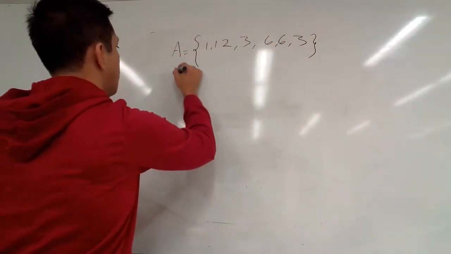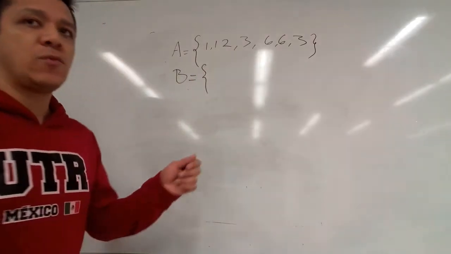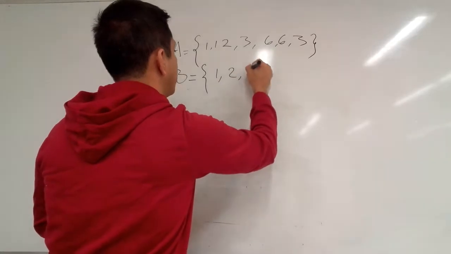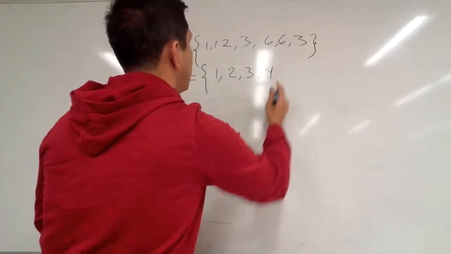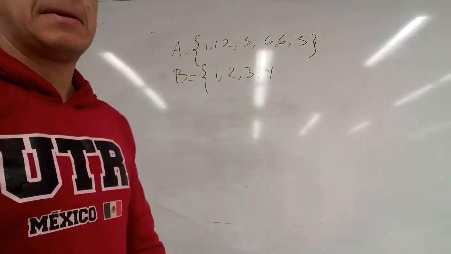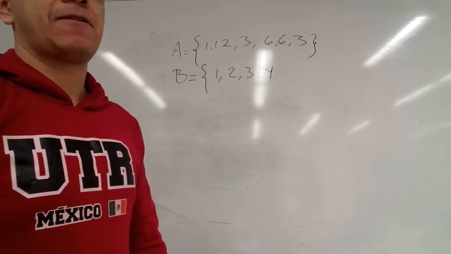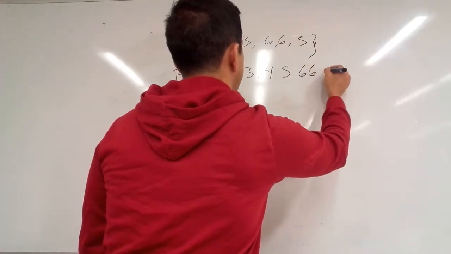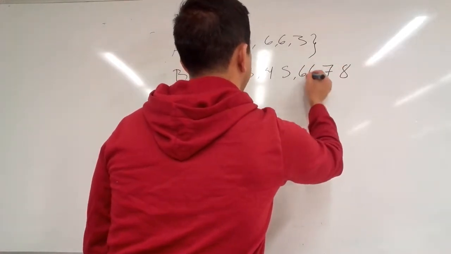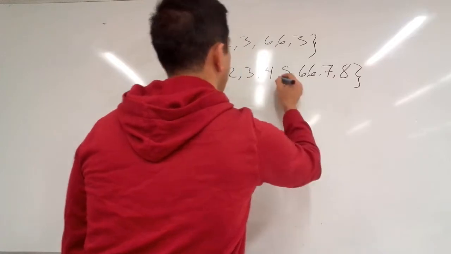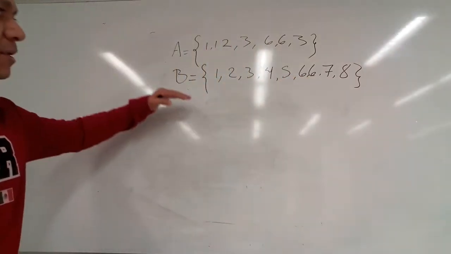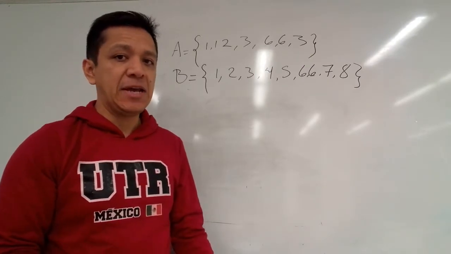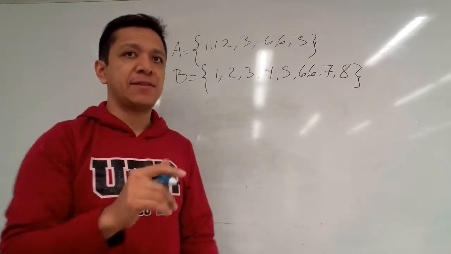And in our B set, we will have 1, 2, 3, 4. What are the numbers? 5, 6, 7, and 8. These are separated by one comma. With this information, we can do some arithmetical operations like union or intersection.